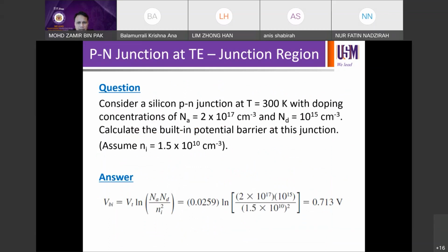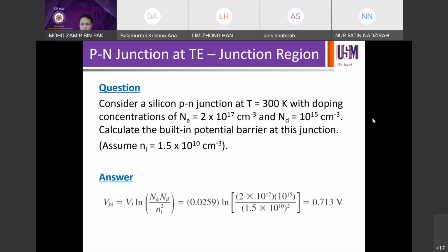So the VBI, well, you can assume either your Ni equals 1.5 times 10 to the 10, or 1.0 times 10 to the 10. Either one is fine, as long as you're consistent in the calculation throughout. So for example, if you want to use 1.5 times 10 to the 10, you can just plug in the equation. VBI equals VT ln NA times ND over Ni squared. VT is already known, NA and ND are given, Ni is given, therefore your VBI is going to be 0.713 volts, right?